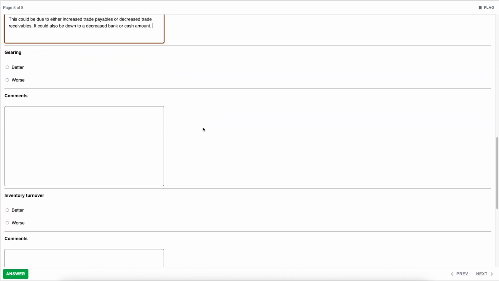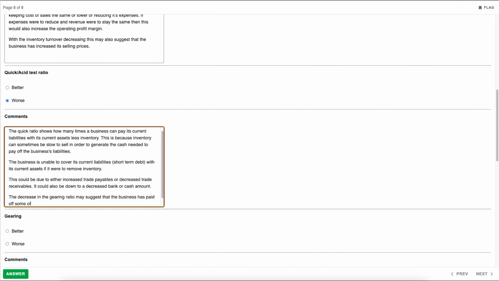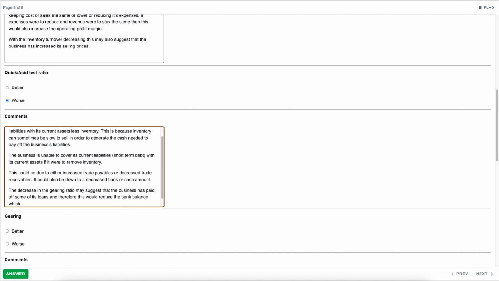So what we could say is the decrease in the gearing ratio may suggest that the business has paid off some of its loans, and therefore this would reduce the bank balance, which would be consistent with the decreased quick ratio. Okay, so we've explained the ratio, we've said what might have caused it, and we've given a link to one of the other ratios. Fantastic.